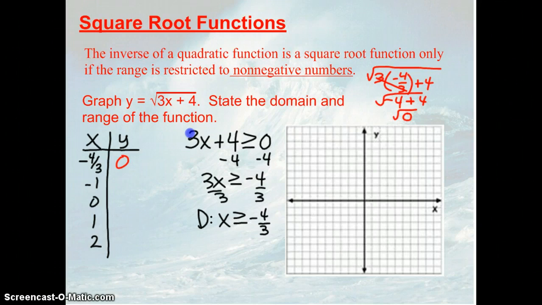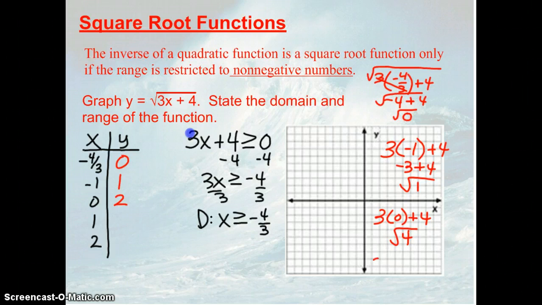Perfect. If we plug negative 1 in there, 3 times negative 1 plus 4. 3 times negative 1 is negative 3, plus 4 is 1. The square root of 1 is 1. If we put a 0 in there, 3 times 0 plus 4. 3 times 0 is 0. Plus 4 would be 4. Square root of 4 is 2.